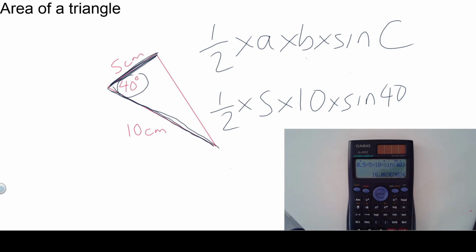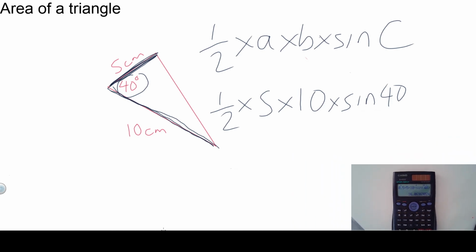Right, we get an answer of 16.07, rounded to 2 decimal places, and because the units are centimeters, that'll be centimeters squared. So just remember this, half is part of the formula, the two arms, the two sides, 5 and 10, and the angle in between the two sides that we're using in the calculation is 40. I can show you another example.